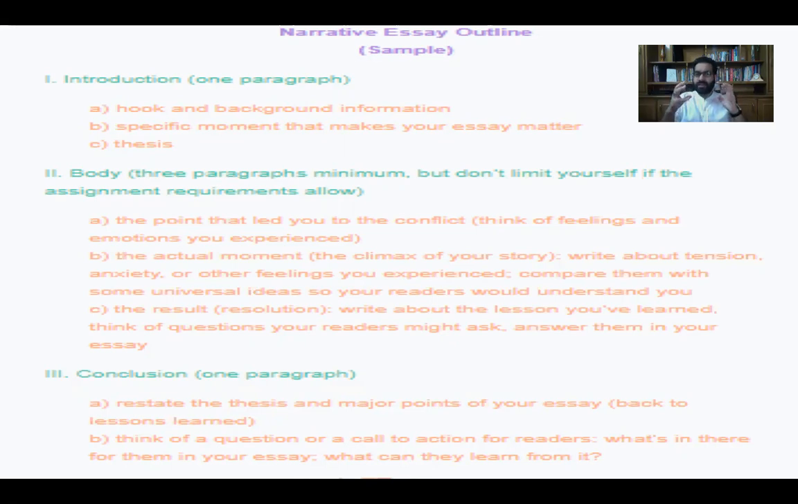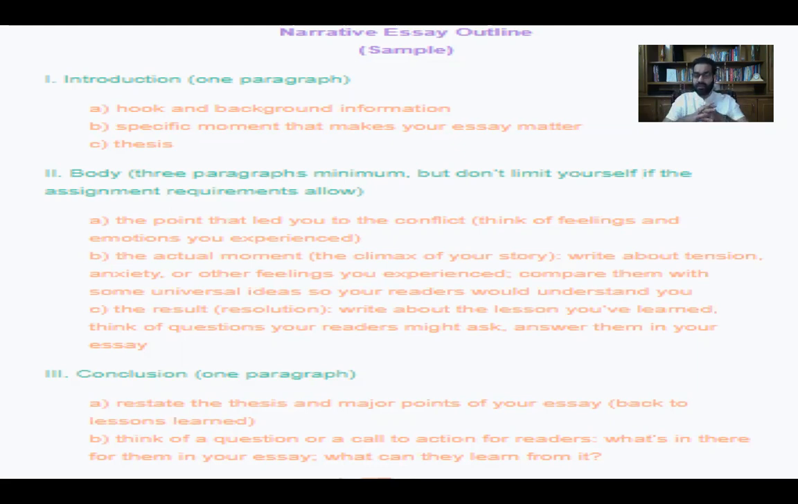And then the actual moment, the climax of your story, write about tension, anxiety, or other feelings you experienced. Compare them with some universal idea, so your reader would understand you. For example, you put some kind of connection with that. You actually put some data into that, sometimes some date, someone else who suffered. So like that, you actually put the real scenario.